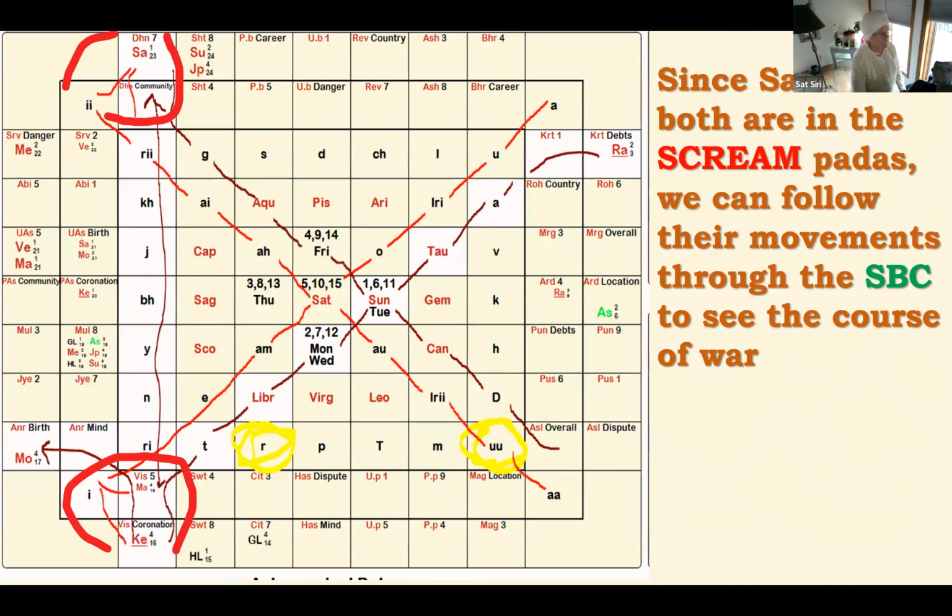Okay, so now the other thing to notice here is, since Saturn and Ketu both are in the scream padas, first pada of Dhanishta, last pada of Vishaka, we should follow their movements through the Sarvatobhadra Chakra, follow their transits, and we will get in a nutshell the whole course of the war. When will the war end? How is the war playing out? If we just follow Saturn and Ketu, we'll get the gist of the whole story. So that's what we'll do.